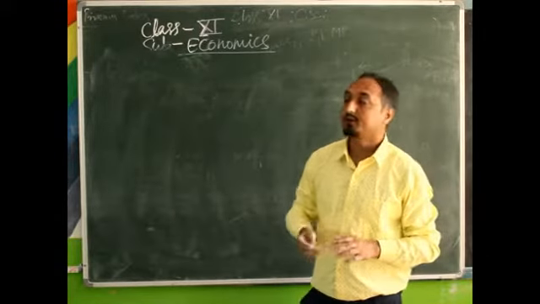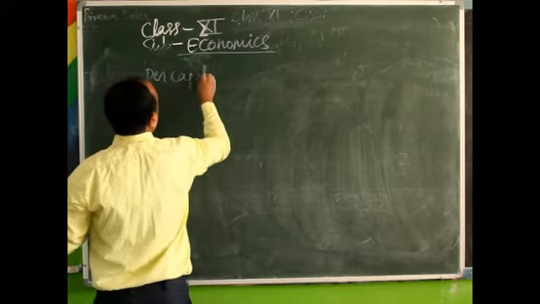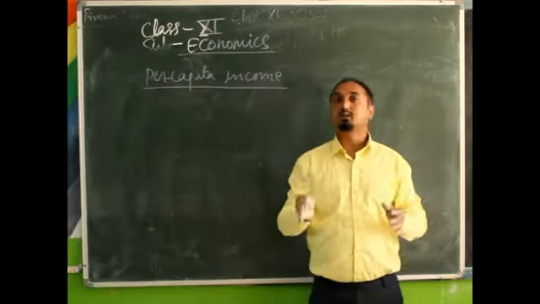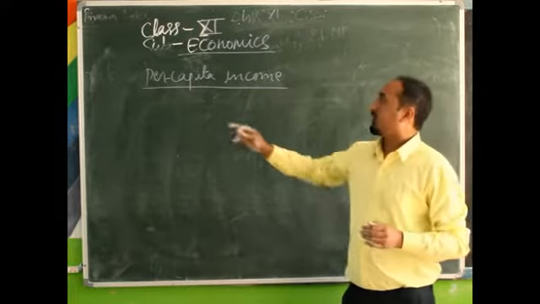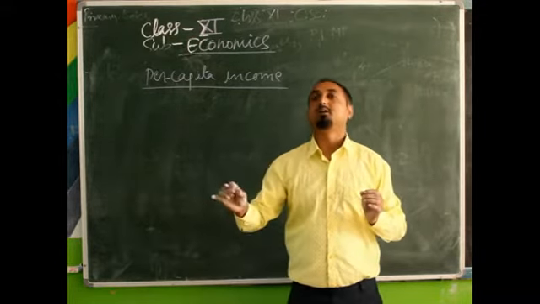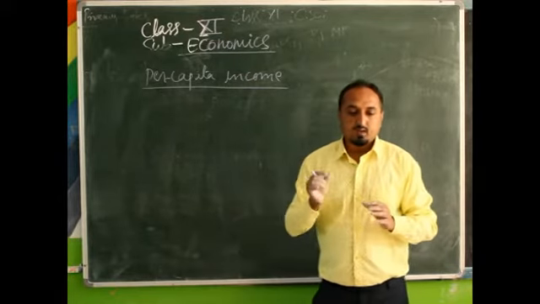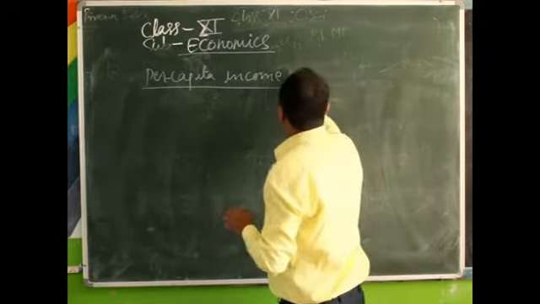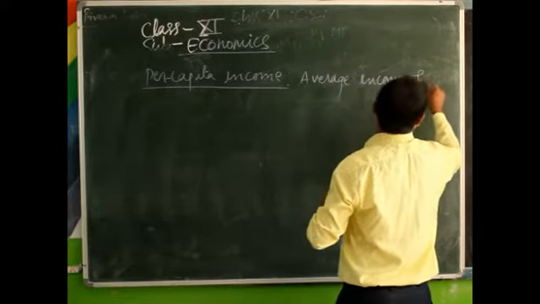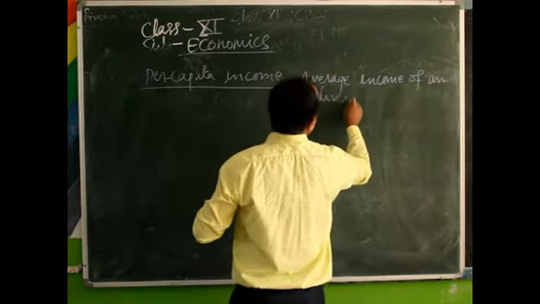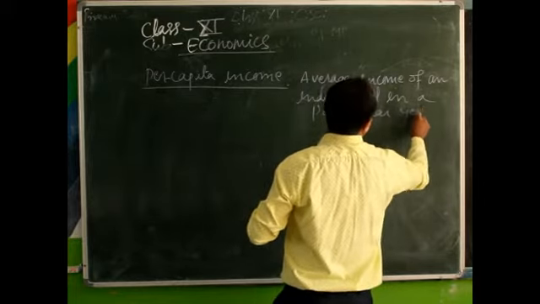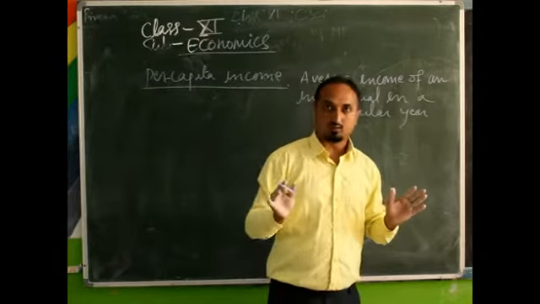Let's start the next topic, that is per capita income. In the last class we discussed income, national income, and GDP briefly. So today our topic is per capita income. How do we define per capita income? Per capita income is the average income of an individual for a particular year. We can say that it is the average income of the normal resident of a country in a particular year. So that is your per capita income.